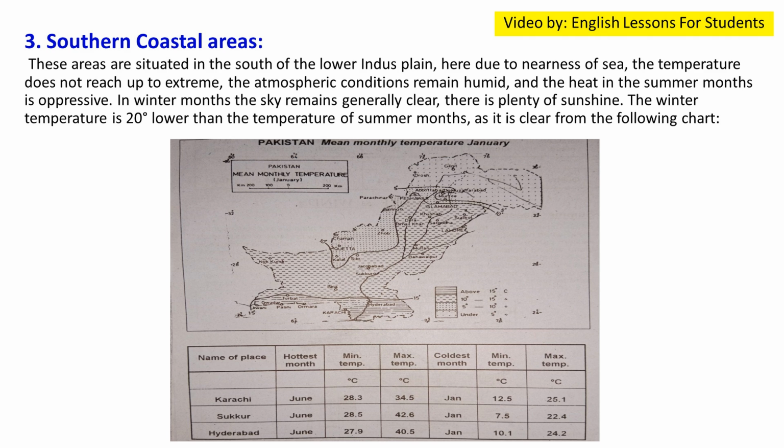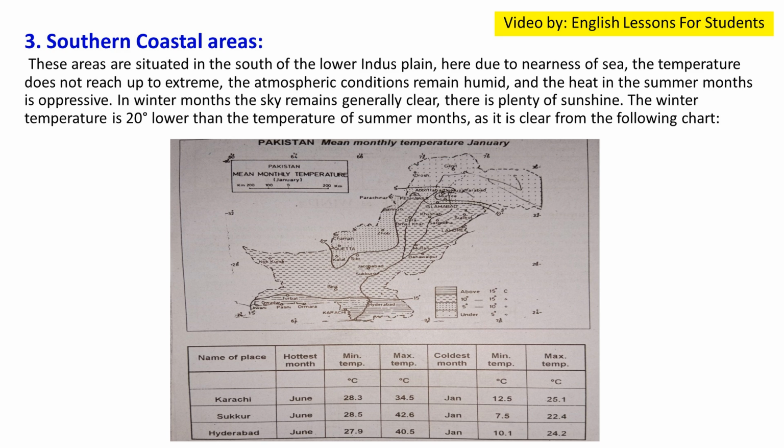In winter months, the sky remains generally clear. There is plenty of sunshine. The winter temperature is 20 degree centigrade lower than the temperature of summer months, as it is clear from the following chart. Karachi, hottest month is June. Minimum temperature 28.3 centigrade and maximum temperature is 34.5 centigrade. Coldest month is January. Minimum temperature is 12.5 centigrade and maximum temperature is 25.1 degrees centigrade.